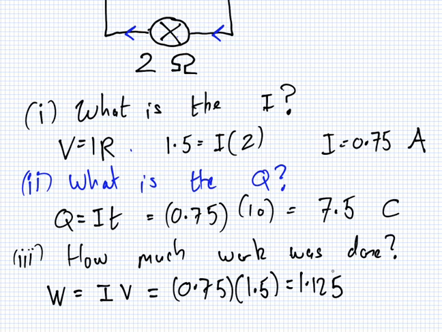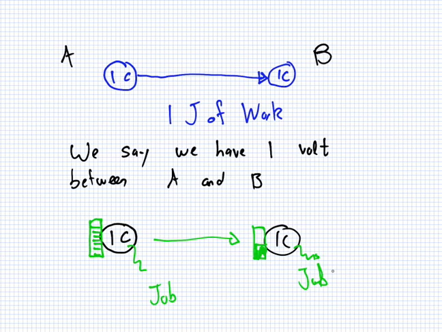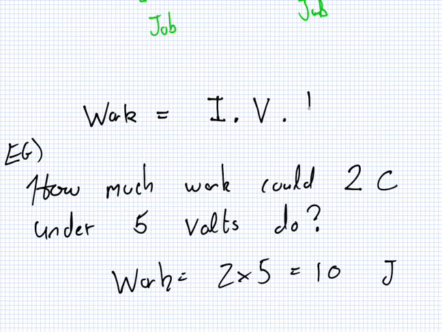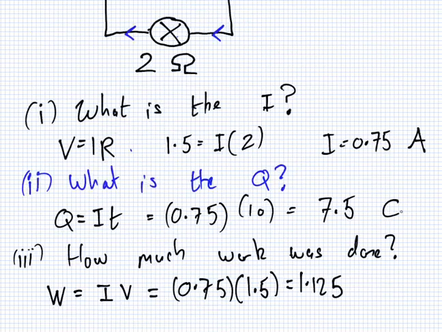1.25. Oh, wait, hang on. Sorry, I left something out of my formula earlier. IVT. Can you add that in, please? I left a T. Yes, I should have given you a time as well. We'll just say 1 second so I don't have to change the number. So if you just change this one here, I also have to multiply by time, 10. So I'll say 11.25 joules.